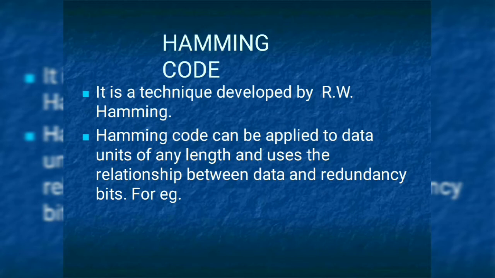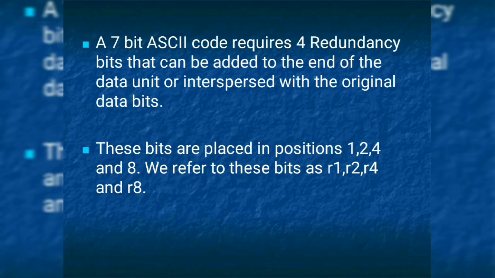The relationship between the data and redundancy bits: for example, 7 bits of ASCII code require 4 bits of redundancy. These bits are added to the end of each data unit, along with the original data bits. These bits are placed in positions that are powers of 2: 1, 2, 4, 8. We refer to them as R1, R2, R4 and R8.